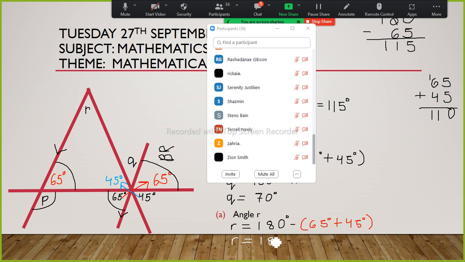Say it again. 110. Yeah, 110. So we got 110. So R is equal to 70 as well, right? Yes, sir. Okay.